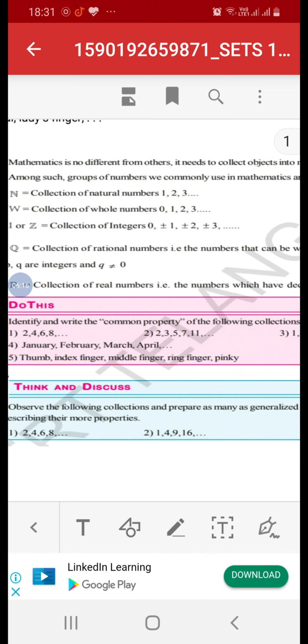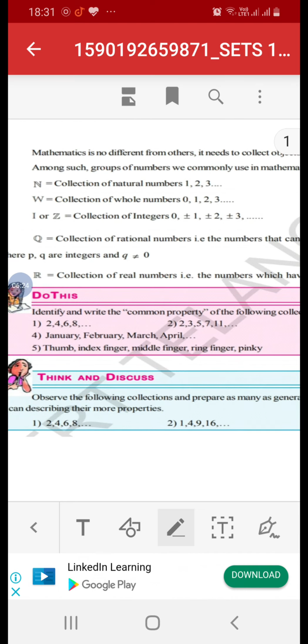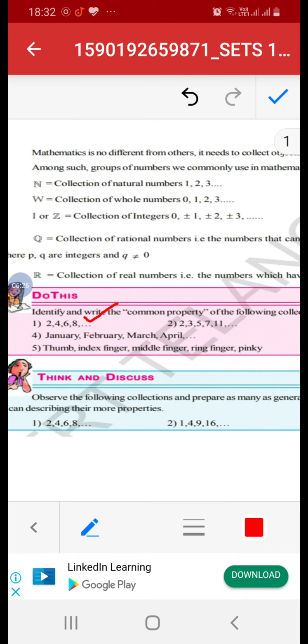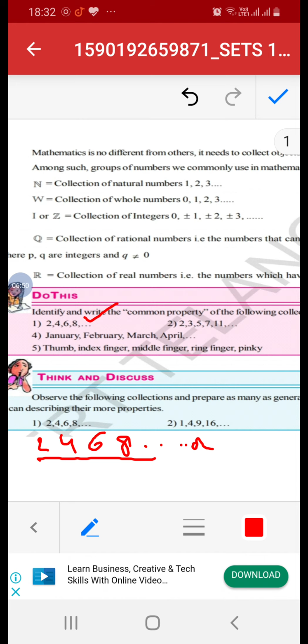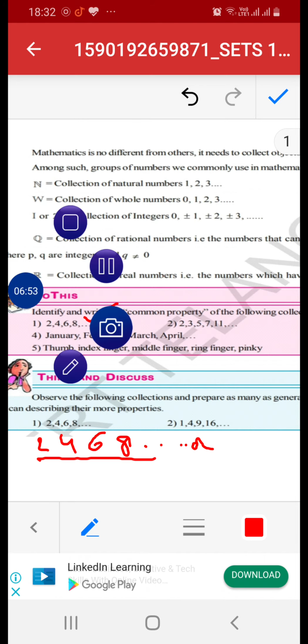Now let us identify and write the common property of the following collections. When you look at this, 2, 4, 6, 8, what is the common property which is binding them? What do they indicate? They all are even numbers. So the common property is they are even numbers or they are multiples of 2. Multiples of 2. Is it clear?